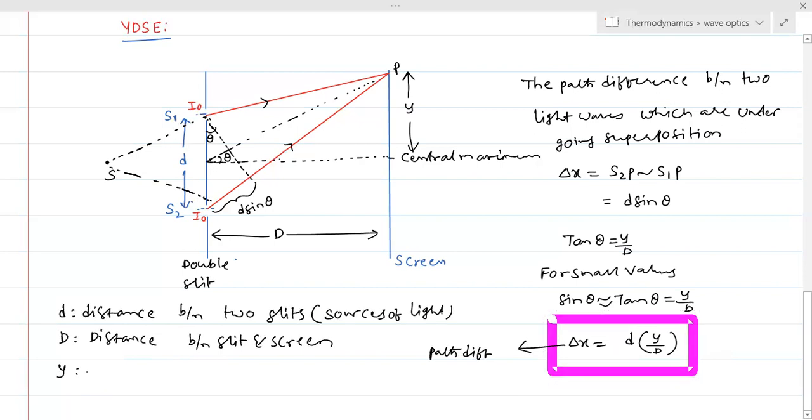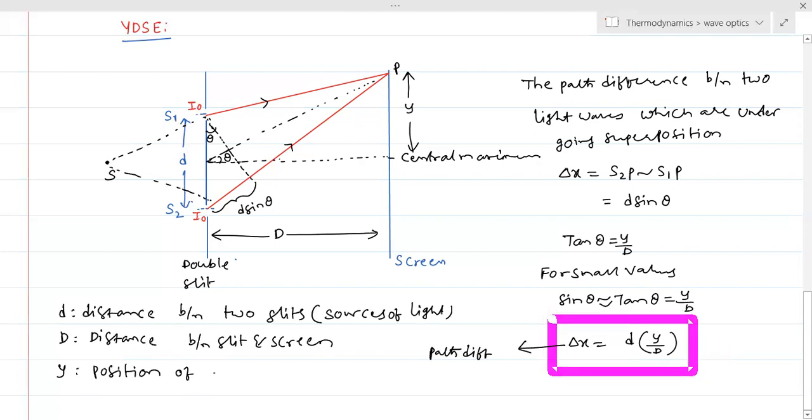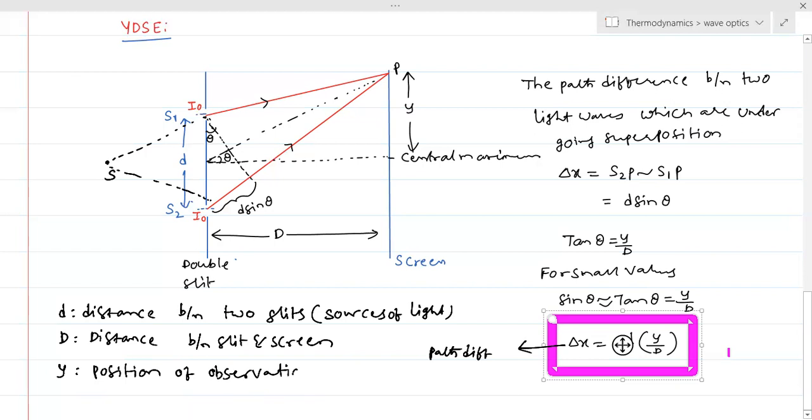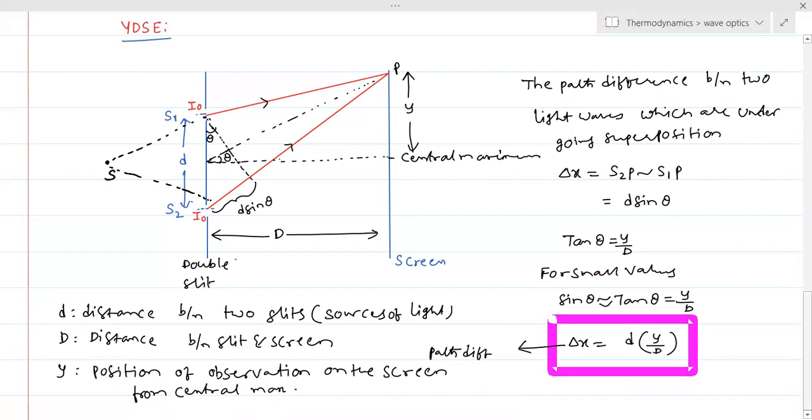And Y is the position of observation on the screen from the central maximum. So this is the discussion we have. This is very, very important.